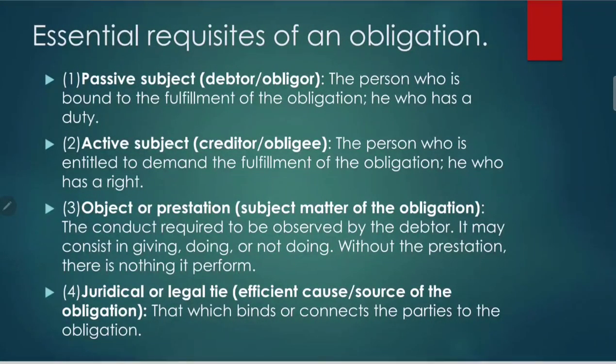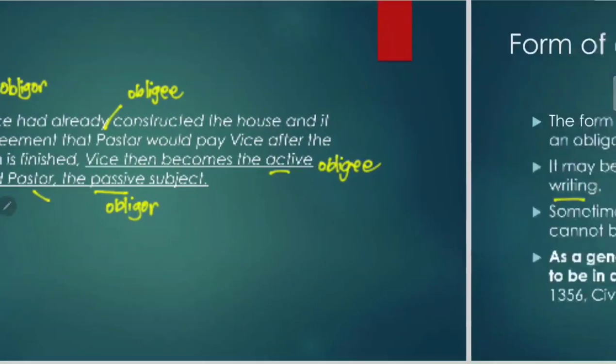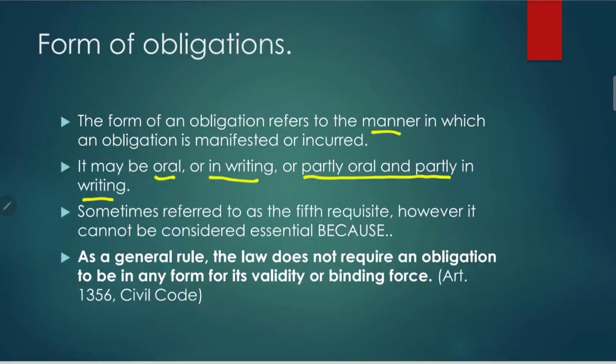Passive subject, active subject, object or prestation, juridical or legal tie. May ibang authors na nagsasabi na fifth requisite daw is form. However, hindi natin siya pwedeng pagrelayan considering that hindi siya considered essential kasi as a general rule, the law does not require an obligation to be in any form. Clear tayo na in any form for its validity or binding force. So, yon as a general rule, walang required na form.